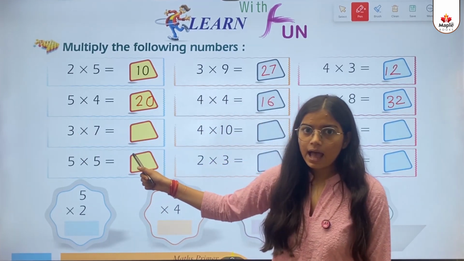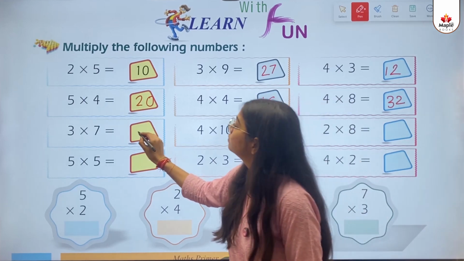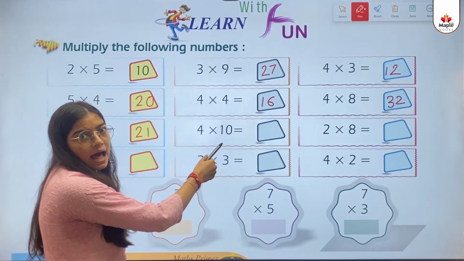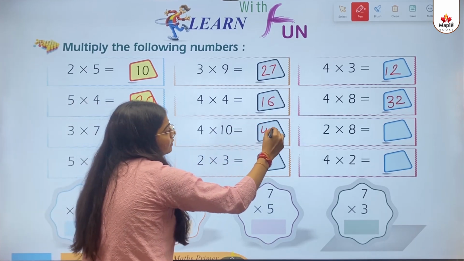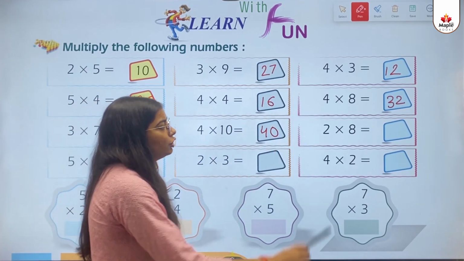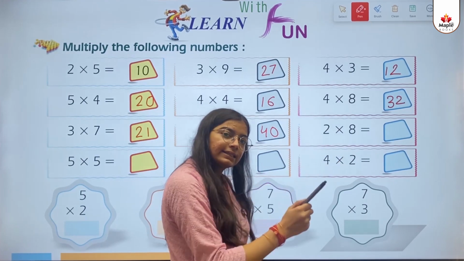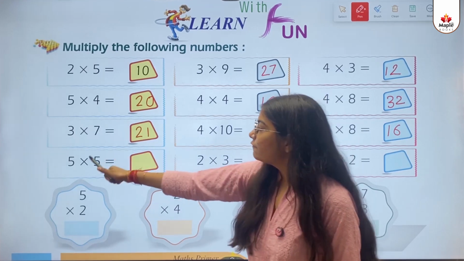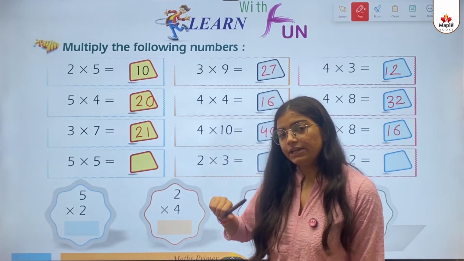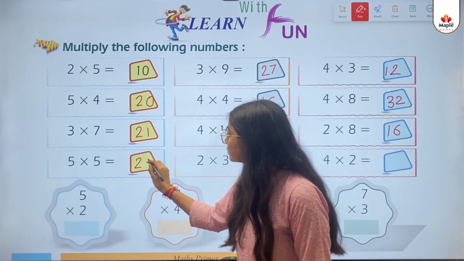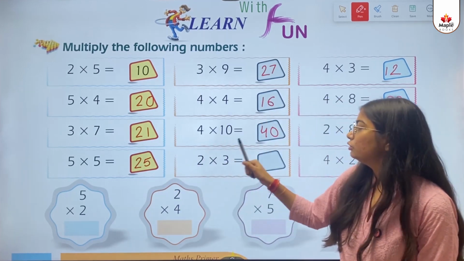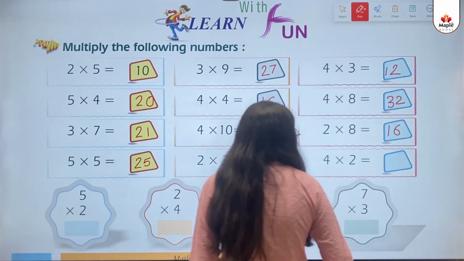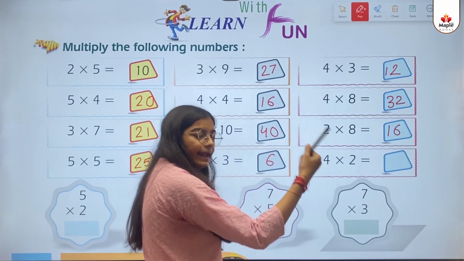3 sevens are 21. 4 tens are 40. 2 eights are 16. 5 fives are 25. 2 threes are 6. 4 twos are 8.